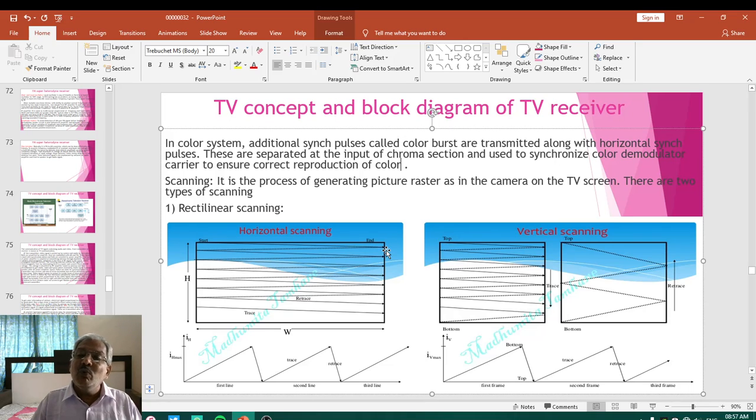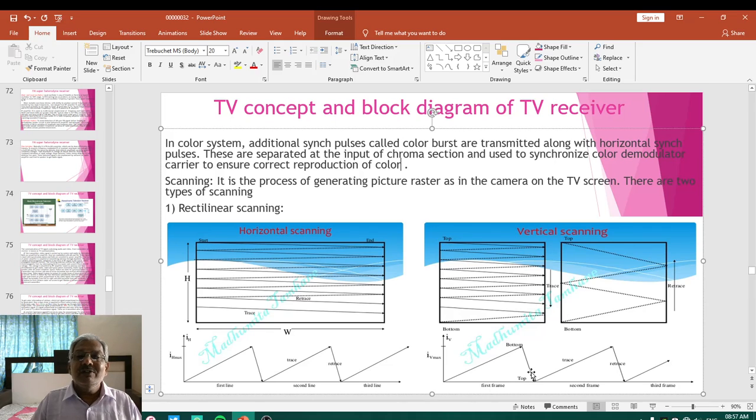Simultaneously, vertical sync pulses and vertical blanking pulses are introduced at the end of every vertical trace period, or at the beginning of every vertical retrace period, so that during this vertical scanning also the screen is going to be kept blank.